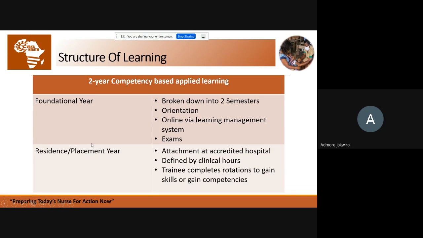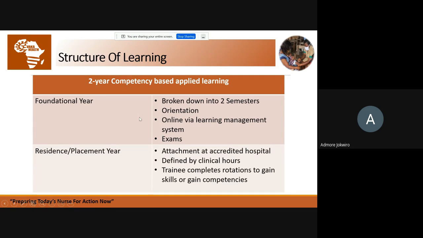So how is this learning structured? The fellowship training is a 2-year competence-based applied learning. It is divided into 2 years, a foundational year, which is broken down into 2 semesters, which consists of an orientation and then learning via the learning management system, which is the Guild Learning Center, and then periodically you get exams. And the foundational year really covers basically the theory of any fellowship that you are training in.